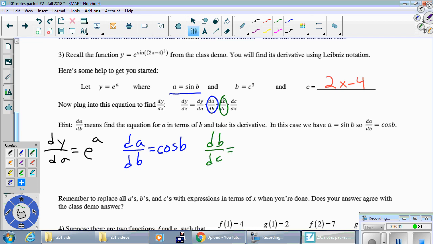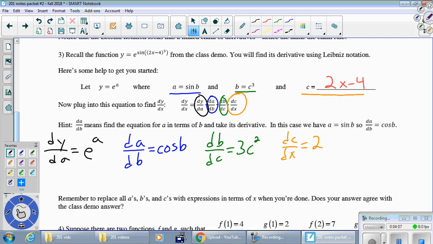Okay, moving on, db/dc. That says find the equation that says b equals and take a derivative where c is the variable. What's the derivative of that? 3c squared, easy peasy. And then the last one is here, dc/dx. Says find the equation that says c equals and take the derivative where x is the variable. Derivative of 2x minus 4 is plain 2. Just going to be consistent here and say that this was the thing in black.